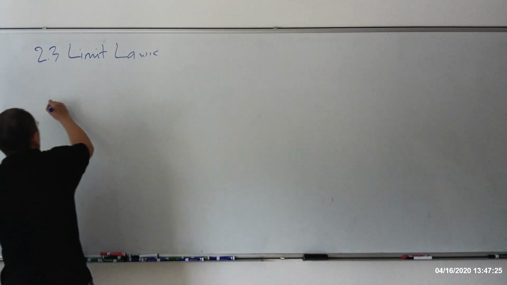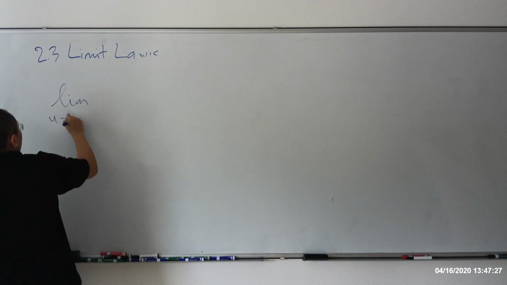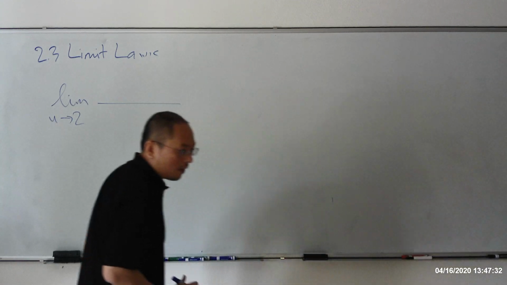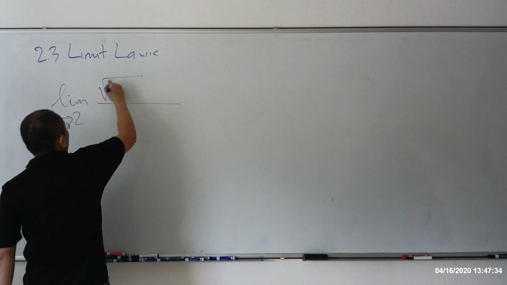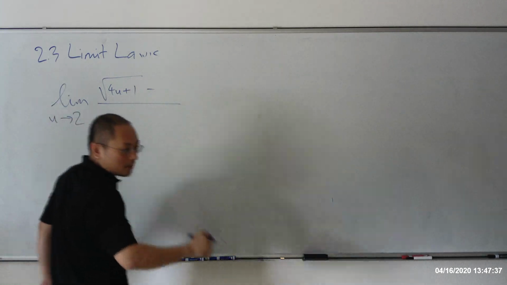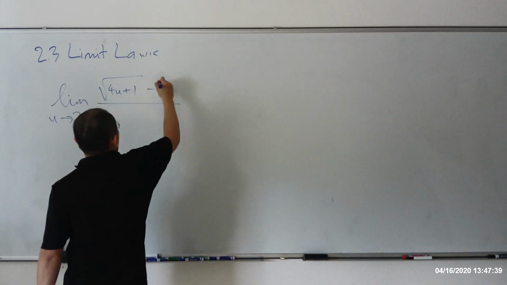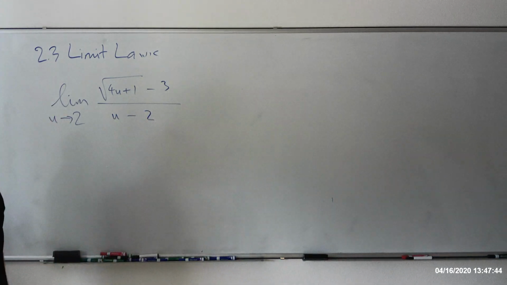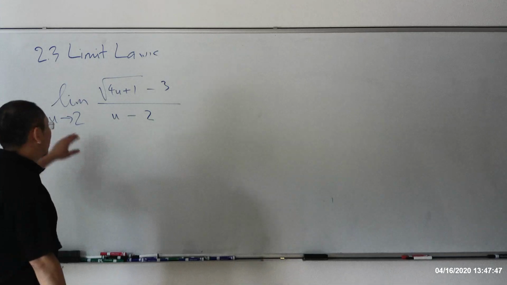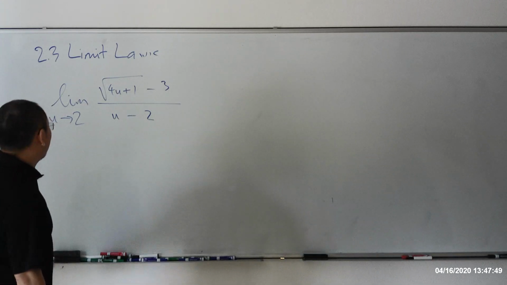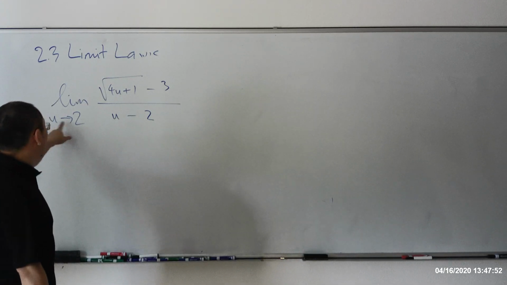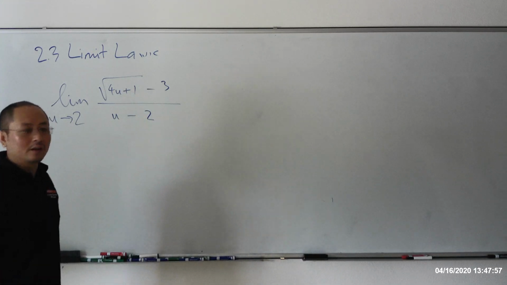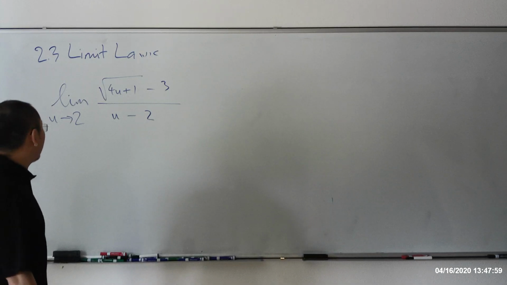Limit as u approaches 2 of the fraction square root of 4u plus 1 minus 3 over u minus 2. It's very similar to the previous example, just different numbers and different variables, but the idea is the same. First of all, you try to plug in 2. Let me do a quick plug in of 2 here. I got 2 minus 2 in the bottom, right? So something over 0 is undefined. So I cannot have the answer when I plug in u equal to 2.